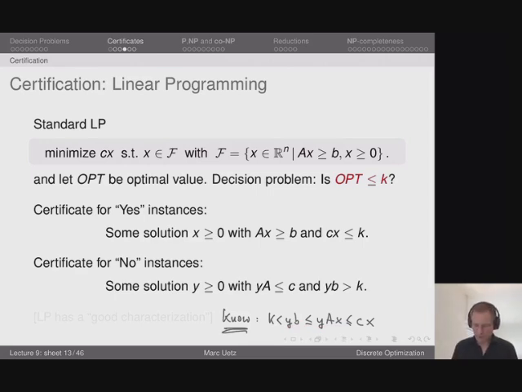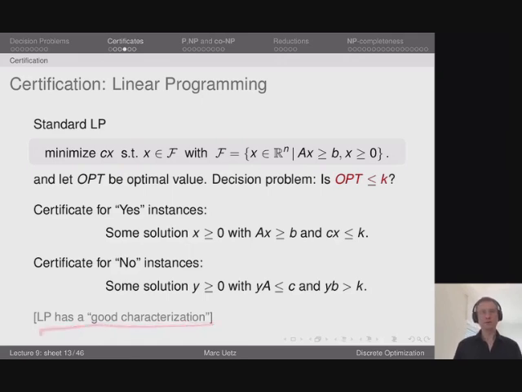primal feasibility, namely that Ax is larger or equal than b. And here we invoke dual feasibility, and then we see that our primal solution value for any feasible primal solution will be strictly larger than k. So there exists no solution smaller or equal than k. So this is our certification of non-existence of solutions of value at most k. So also linear programming has a good characterization in the words of Jack Edmonds.